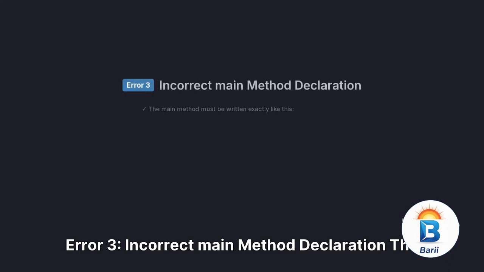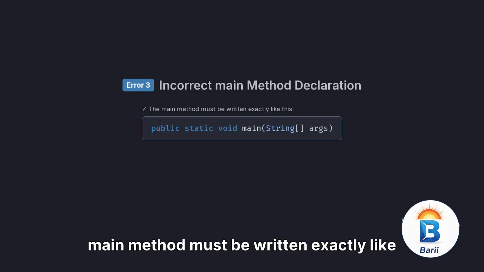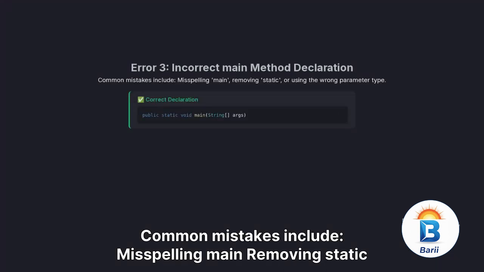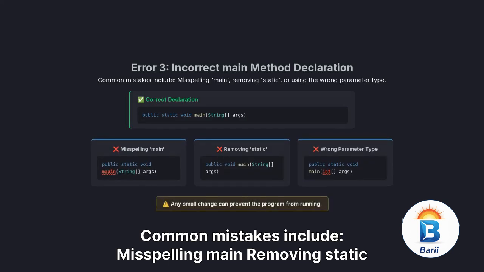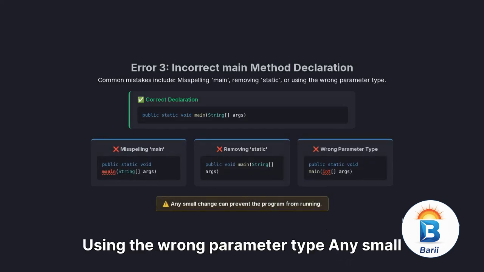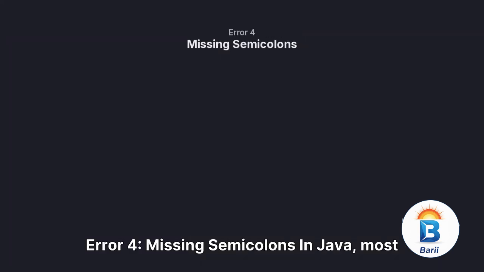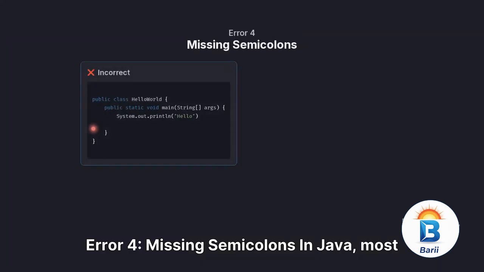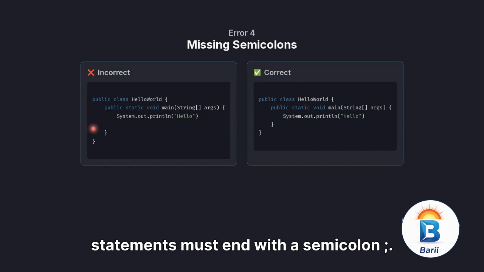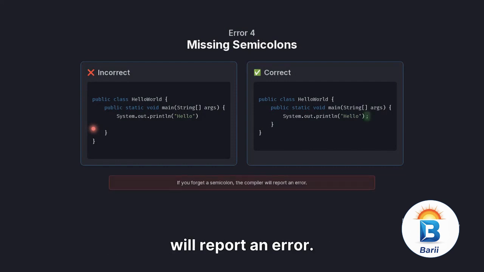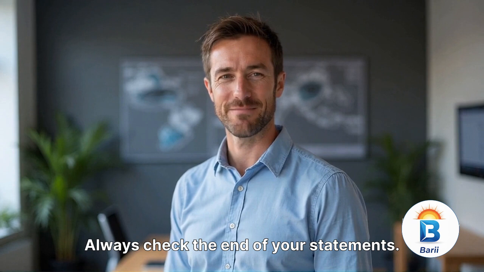Error 3: incorrect main method declaration. The main method must be written exactly like this: public static void main. Common mistakes include misspelling main, removing static, or using the wrong parameter type. Any small change can prevent the program from running. Error 4: missing semicolons in Java. Most statements must end with a semicolon. If you forget a semicolon, the compiler will report an error. Always check the end of your statements.